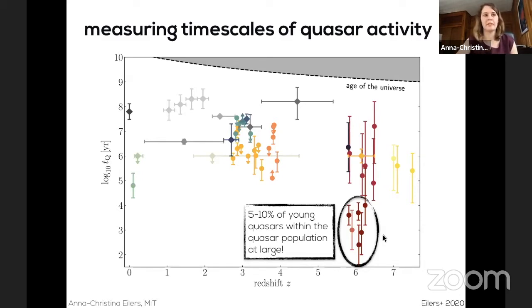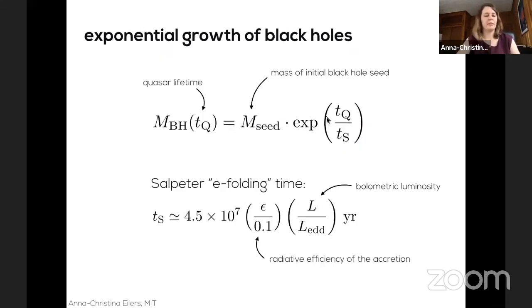So what consequences do these results have on the growth of supermassive black holes? Well, in a simple model, we can assume that the black holes grow exponentially, starting from some initial black hole seed mass during the lifetime of the quasar. So while the galaxy shines as a luminous quasar.